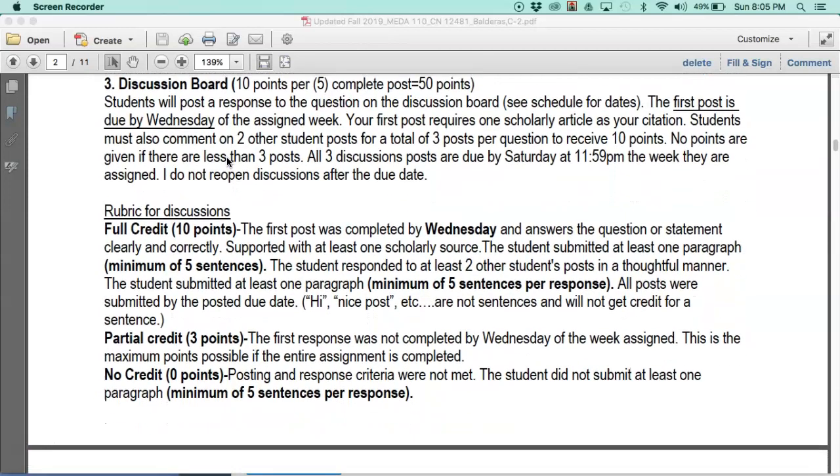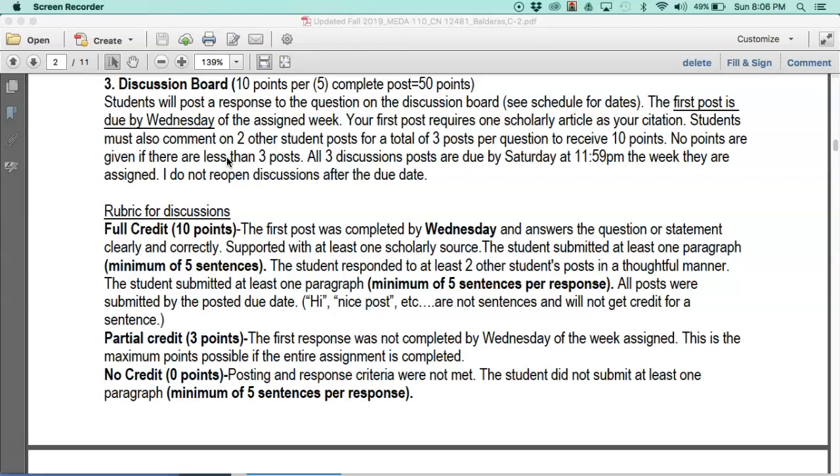We will have discussion board questions. They are 10 points each. There are 5 posts. Students will post a response to the question on the discussion board. The schedule's at the bottom here. The first post is due by Wednesday of that assigned week. Your first post requires 1 scholarly article as your citation. Students must also comment on 2 other students' posts, for a total of 3 posts per question, to receive the total 10 points for this assignment. There are no points given if there are less than 3 posts. All 3 discussion posts are due by Saturday at 11:59 the week they are assigned.